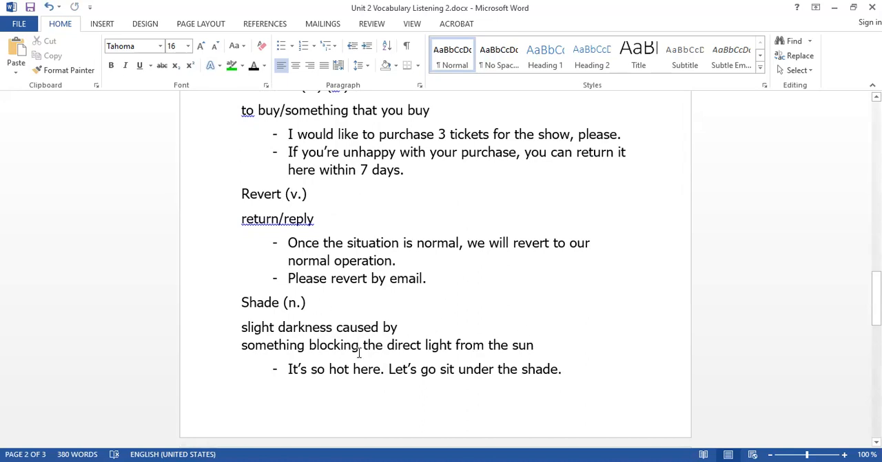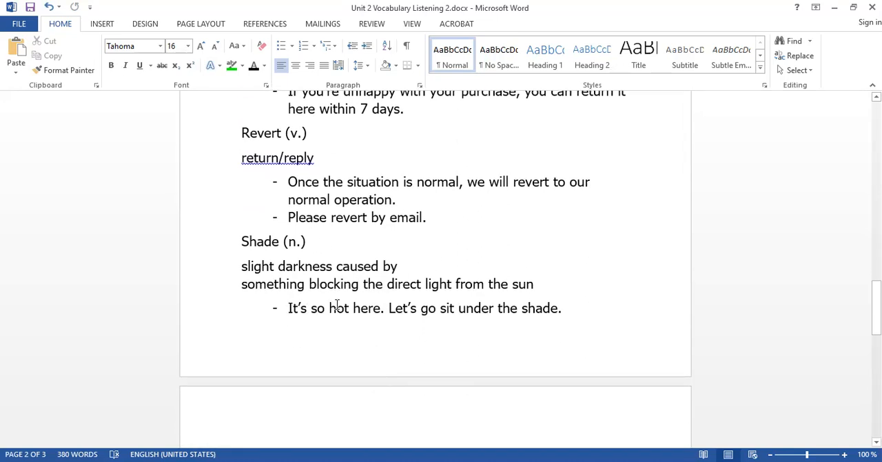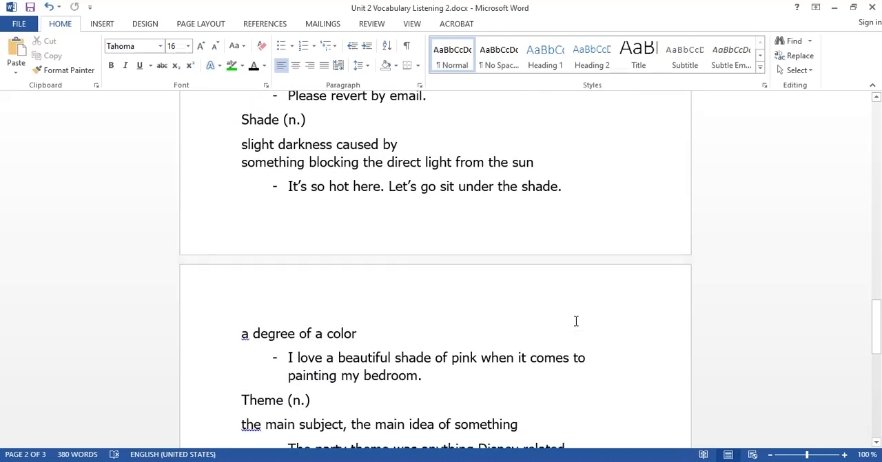Shade is like a shaded area, that's all. It's so hot here, let's go sit under the shade. Or a degree of color, which is like a tone of color, that's all. I love a beautiful shade of pink when it comes to painting my bedroom. I just like the pink tone when I have to paint my bedroom, that's all.